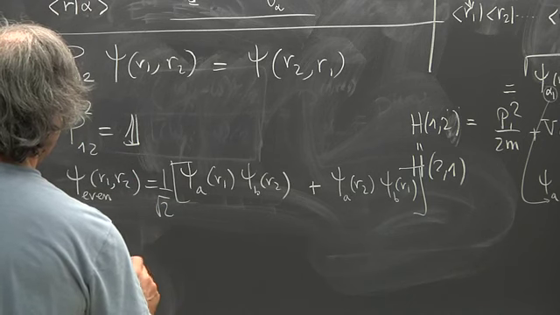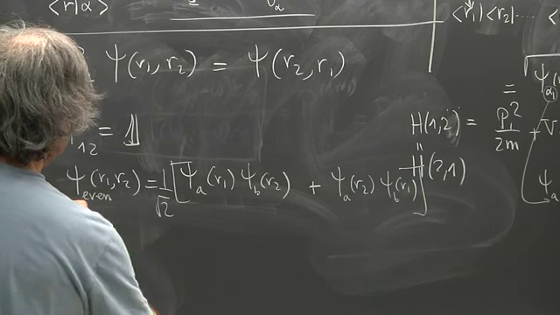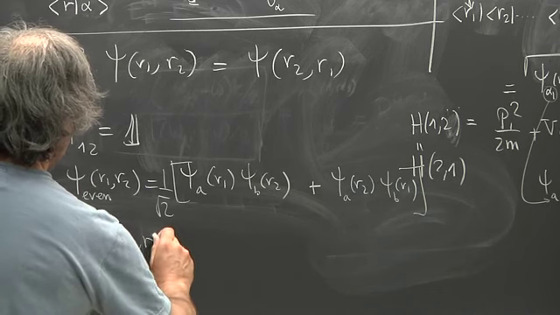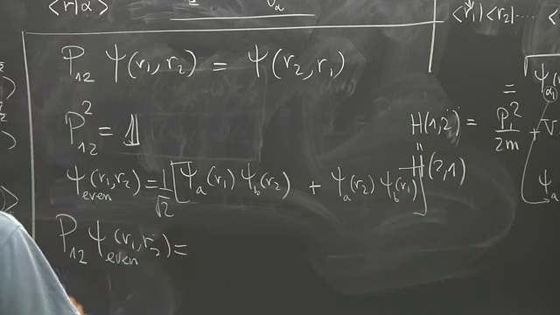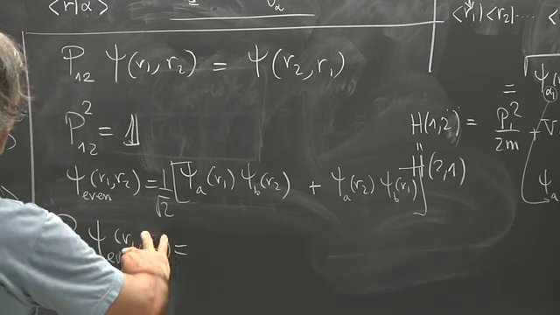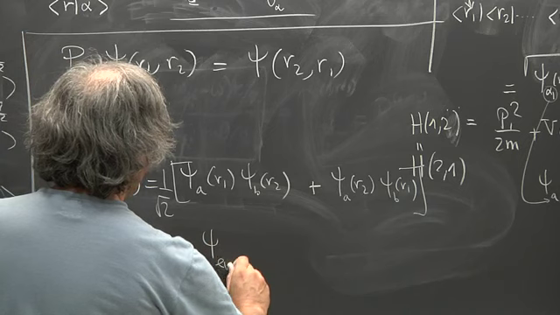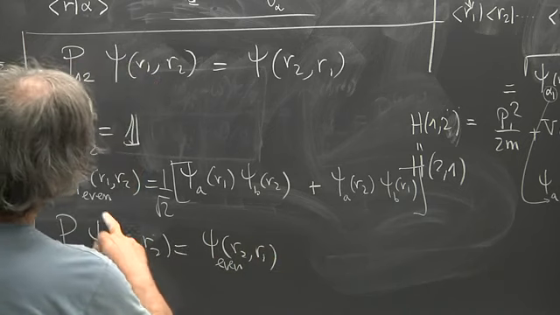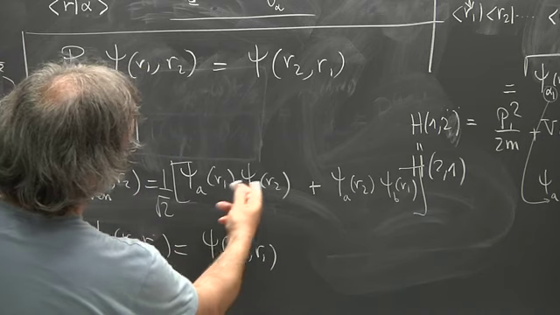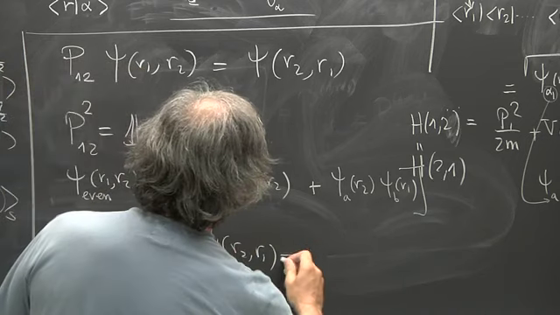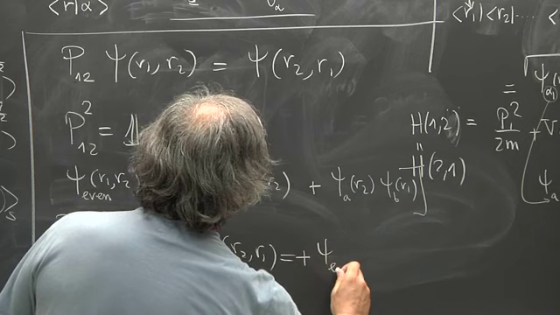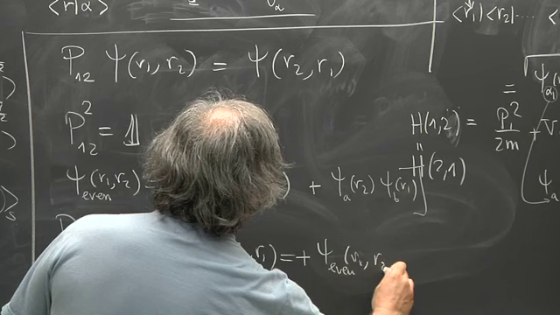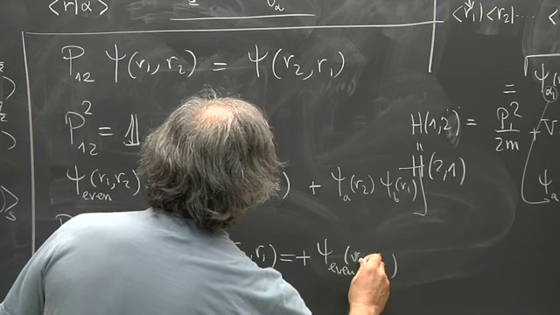Just check P12 of psi even, written in that way. By definition it is equal to psi even of R2, R1. But if you try and exchange R2 and R1, you notice you obtain the same thing. So this is equal to plus psi even of R1, R2, okay? So be careful.